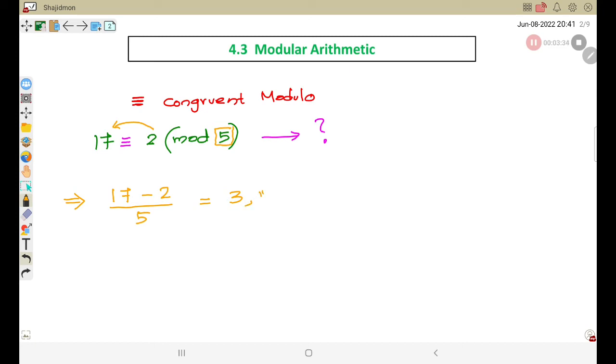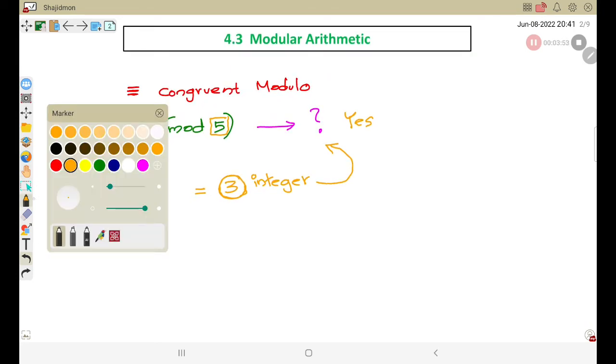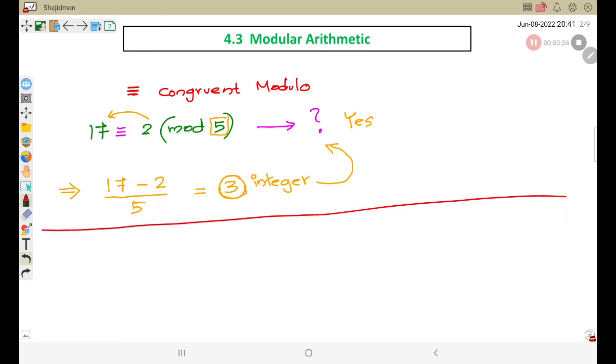3 is an integer number. Yes, it is an integer. Because we are getting an integer, 3, we can say 17 and 2 are congruent. Yes, it is congruent, because 17 minus 2 divided by 5 gives an integer. So 17 is congruent to 2 mod 5. We can use this symbol, congruent. That means 17 and 2 are congruent under modulo 5. I hope you understood how we are checking.